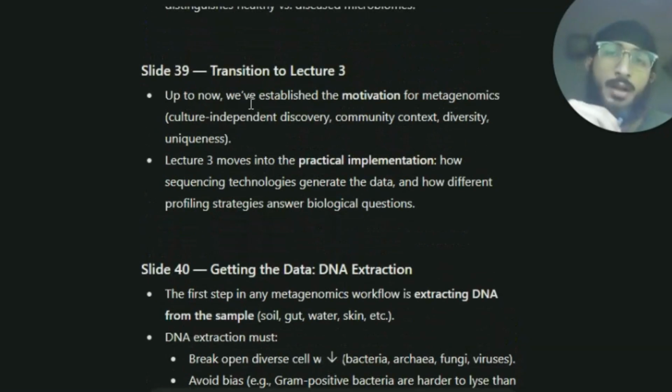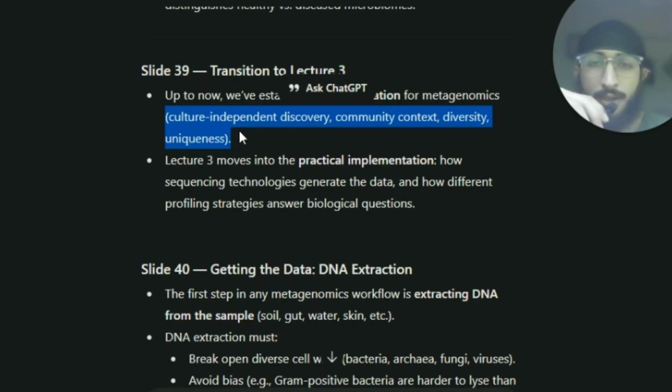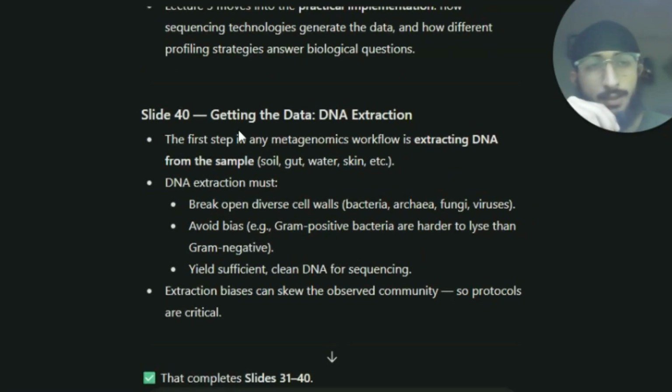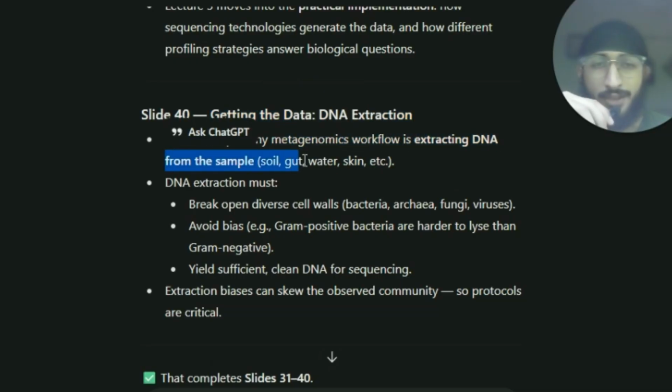Up to now, we've established the motivation for metagenomics: culture-independent discovery, community context, diversity, and uniqueness. And then after this, we'll be moving into the practical implementation. So first, getting the data, DNA extraction. The first step in any metagenomics workflow is extracting the DNA from the sample, that is the soil, gut, water, skin, etc.